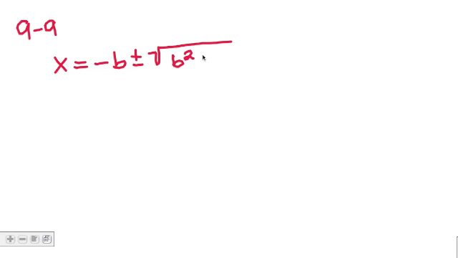9 on solving with the quadratic formula and looking for a discriminant. So again, this is 9. All right, well, if you remember the quadratic formula, x equals negative b plus or minus the square root of b squared minus 4ac, all divided by 2a.